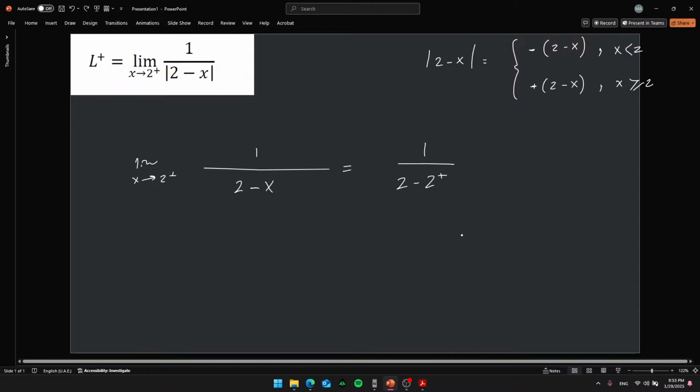So if you subtract a larger number from 2, you'll get a negative in the denominator, right? You'll get a negative number. Okay, negative c, let's call it. So we know that it's negative and it's either positive infinity or negative infinity, so it's negative infinity. Okay.